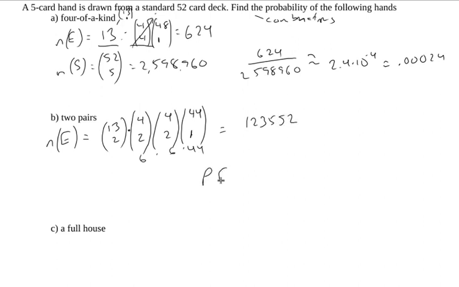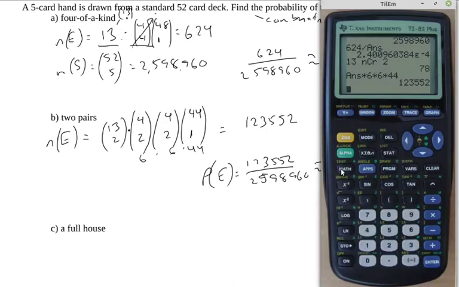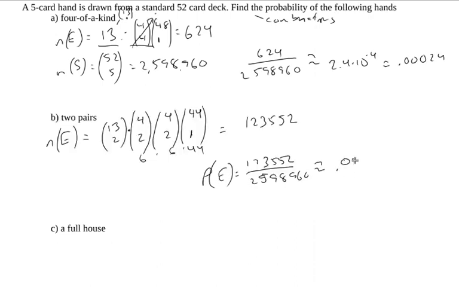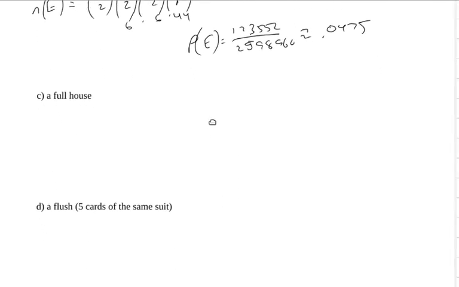And thus the probability of getting 2 pairs would be 123,552 out of 2,598,960, which is approximately almost a 5% chance, 0.0475. And we have a couple more examples here.